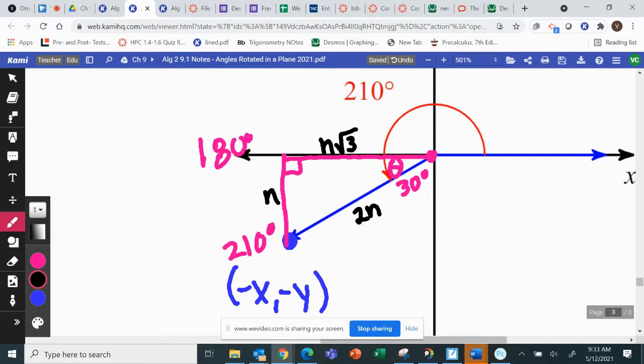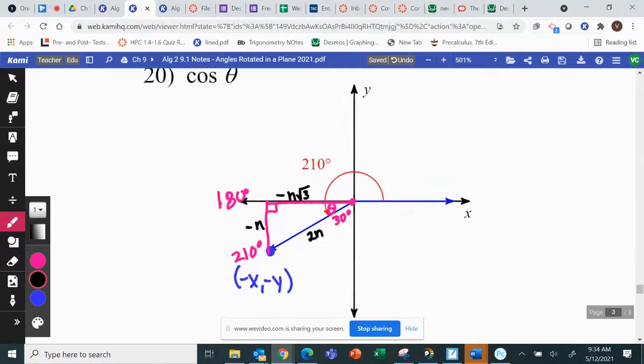Ashlyn? We need some negative signs. So when I wrote negative x, negative y, that's a reminder to me that this is negative and this is negative. That's why I'm writing those, to remind myself that I need negatives on the sides, or you're going to have the wrong answer.